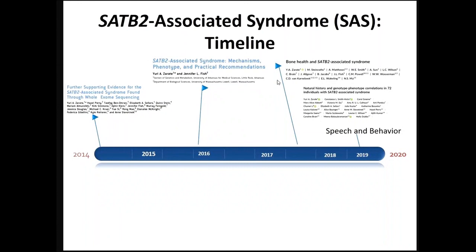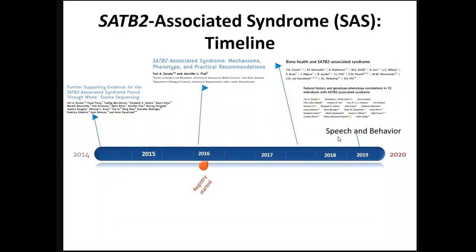Since then, we've done a variety of studies looking at bone issues, and then we had a fairly comprehensive look at what happens over time. That was 2018. More recently this year, we completed the work on speech and behavior, and there are other things we've done here and there, such as dental and other areas.